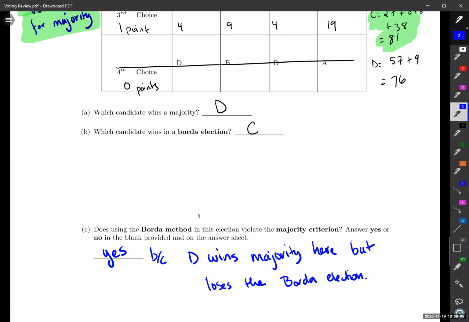And that covers our different voting methods. Let's then go to the apportionment methods. And we focused on two methods, the Jefferson method and the Huntington-Hill.